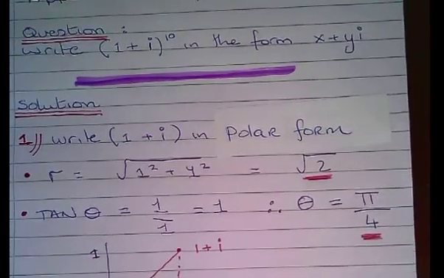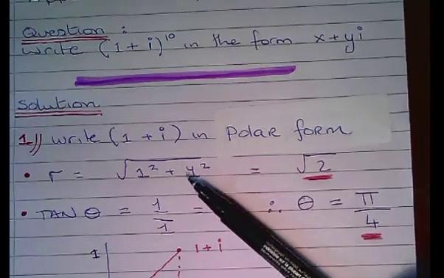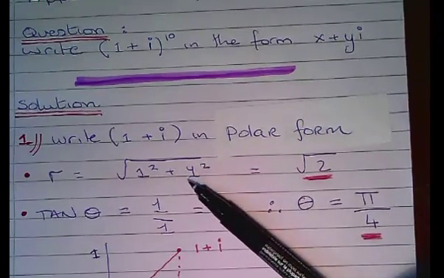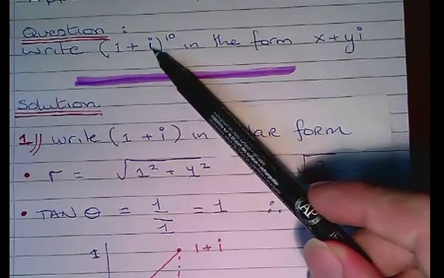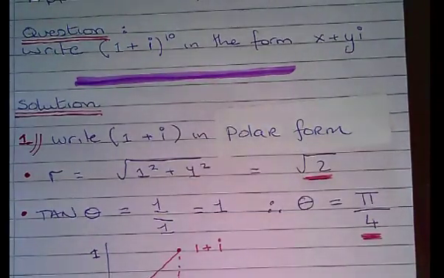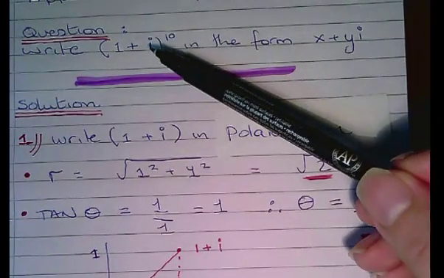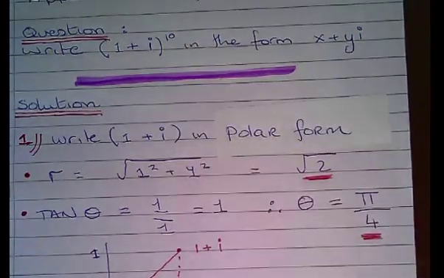Now, r is essentially the square root of a squared plus b squared, where a is the real term and b is the imaginary term, the imaginary coefficient. So 1 squared plus 1 squared, remember this is 1i. That gives us the square root of 2 when we add them up and get the square root of that.